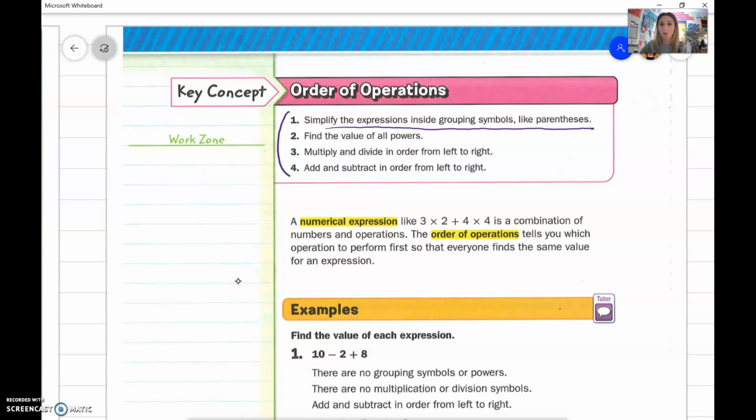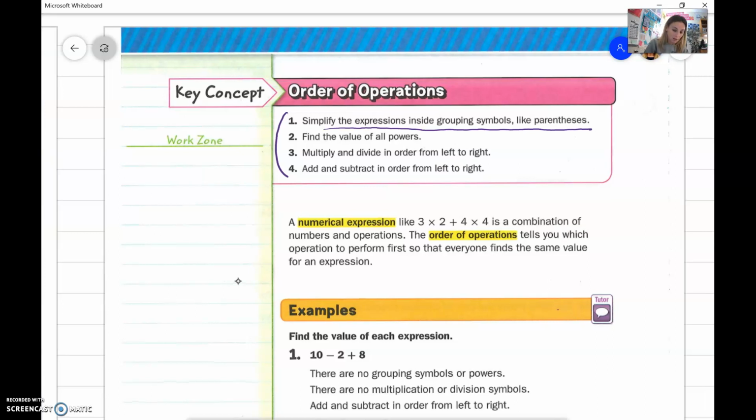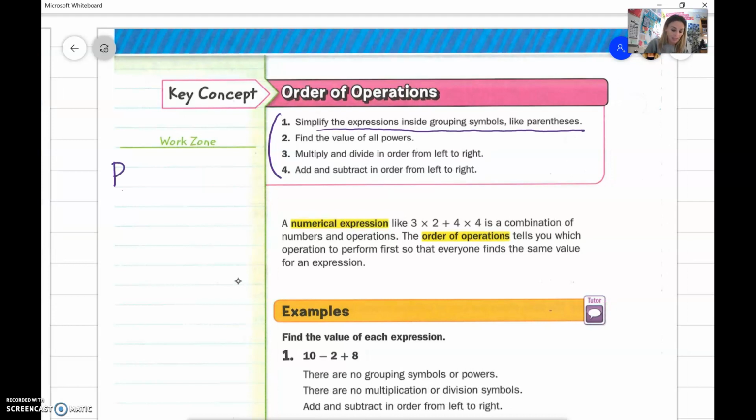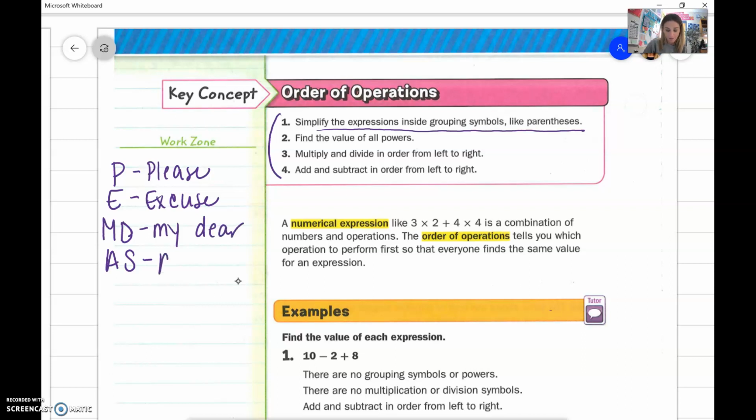Now, there is a way that Mrs. Horner helps you remember this, because that seems like an awful lot to remember. It is called, and you're going to write this over here, PEMDAS, otherwise known as, please excuse my dear Aunt Sally. So you're going to hear me say this sentence a lot. Please excuse my dear Aunt Sally.